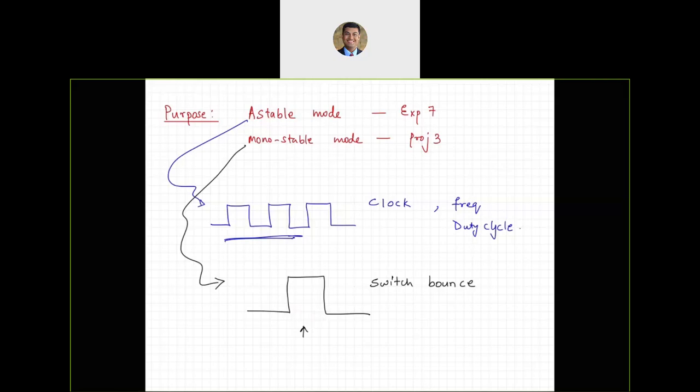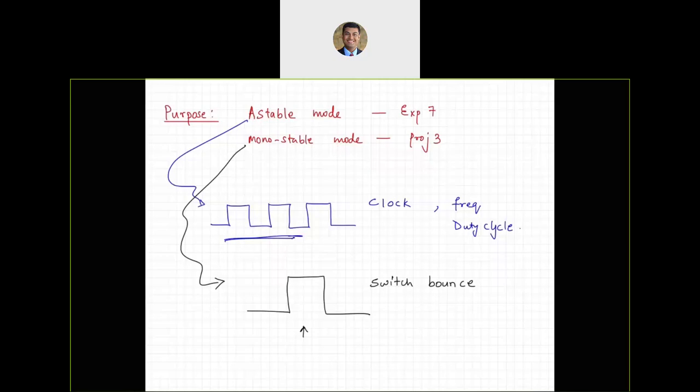And for the astable mode in experiment 7, we'll be focusing on a free running oscillator, a square wave, such as the clock over here. So those are your two modes. You go from one mode to the other by changing the circuitry around the chip. It's the same chip, but the circuitry around that chip is going to dictate what mode you operate it in. Okay, so that's the purpose.